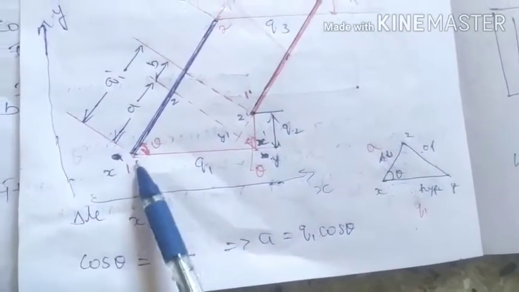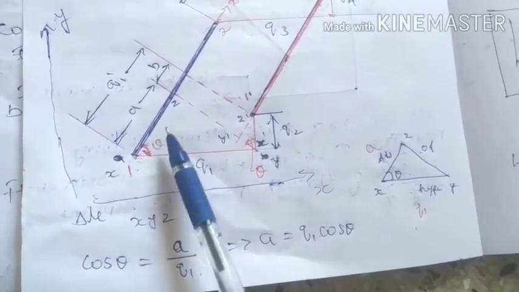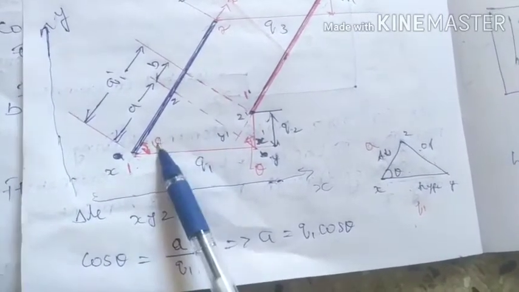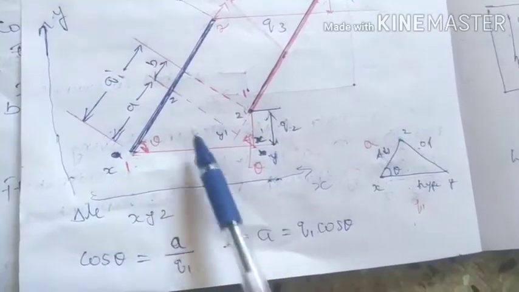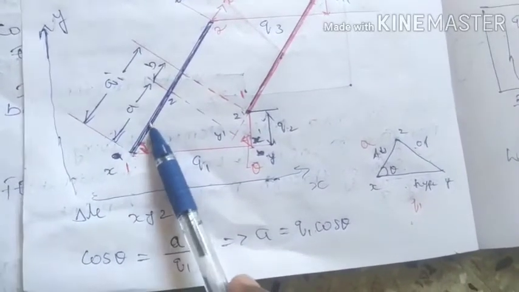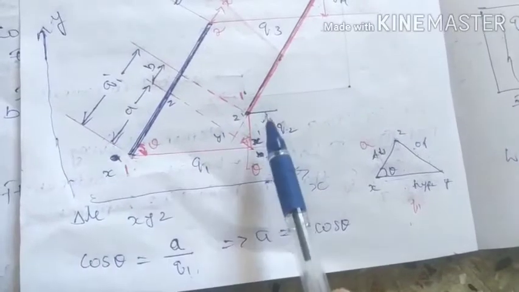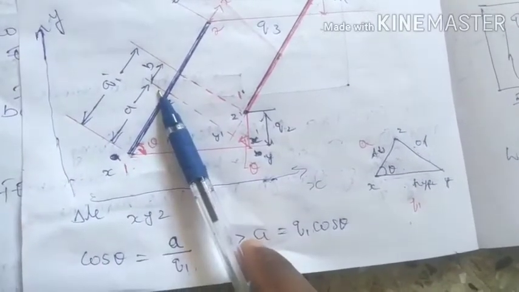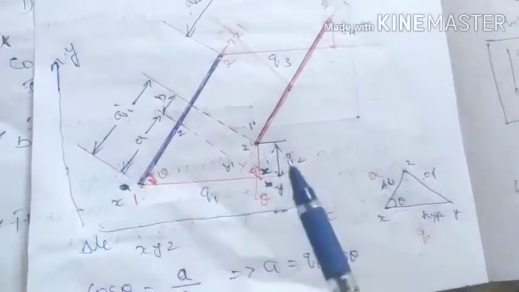I will repeat once again. After the displacement, the bar makes a certain angle theta with the horizontal. Now it forms a triangle, that triangle x, y, z. This is horizontal, this is adjacent, this is hypotenuse, and this is opposite. This distance we call a, and this we call q1. Therefore adjacent by hypotenuse is a by q1.